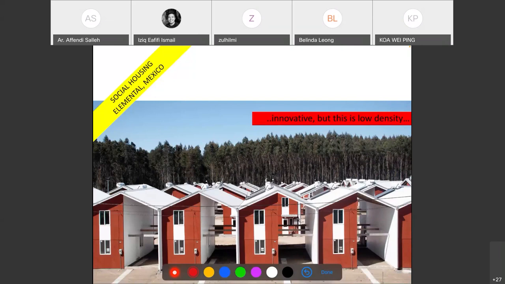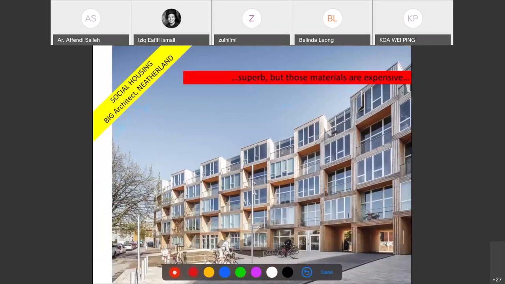If I were to do this, what Alejandro Aravena is doing in Chile under his office Elemental, they did half a house and then an open space for people to expand on their own. Nice, very innovative, I love it. But this is only good for low density. Can we exploit it for high density? Only time can tell. This is BIG, Bjarke Ingels architects. They did it in the Netherlands. Superb, good looking housing. But man, aren't these materials expensive? I would love to do big size windows, but glass is more expensive than a concrete wall. So that has to be compromised.